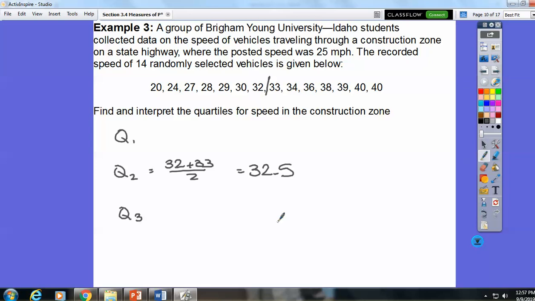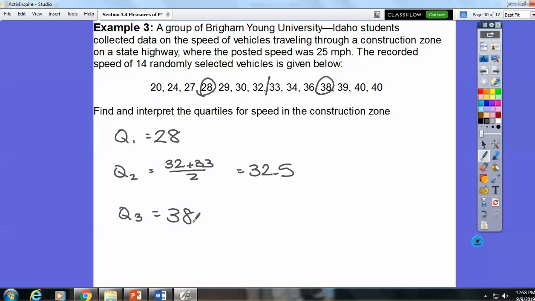Now essentially all we have to do for the first quartile, we know here's the middle. So what's the middle of the bottom half? 28. And you've got 3 on each side. So that's quartile 1. Quartile 3? Just the middle of the upper half.